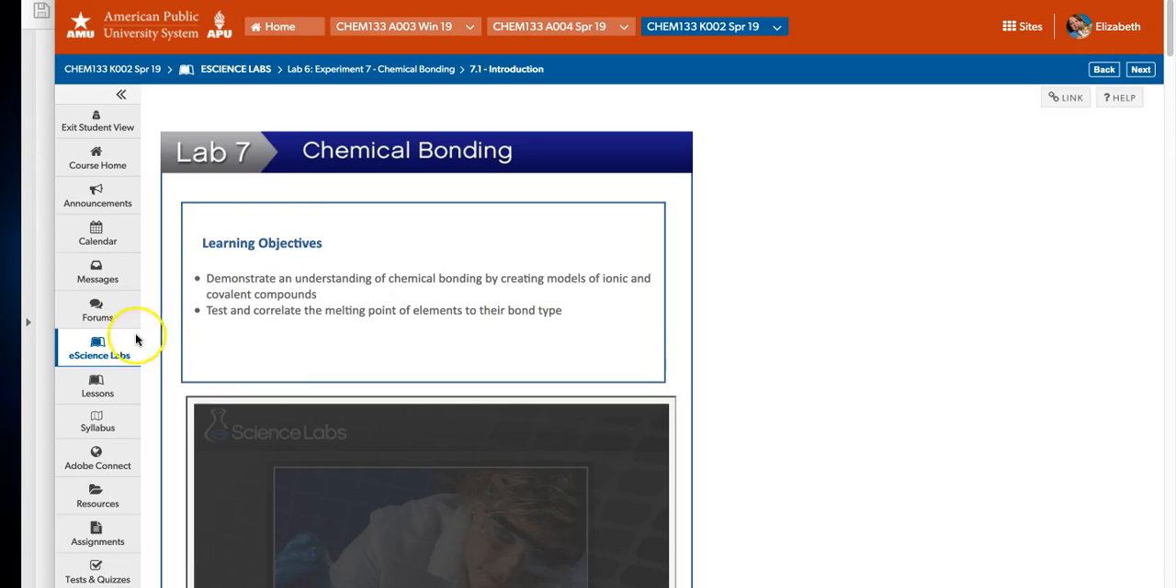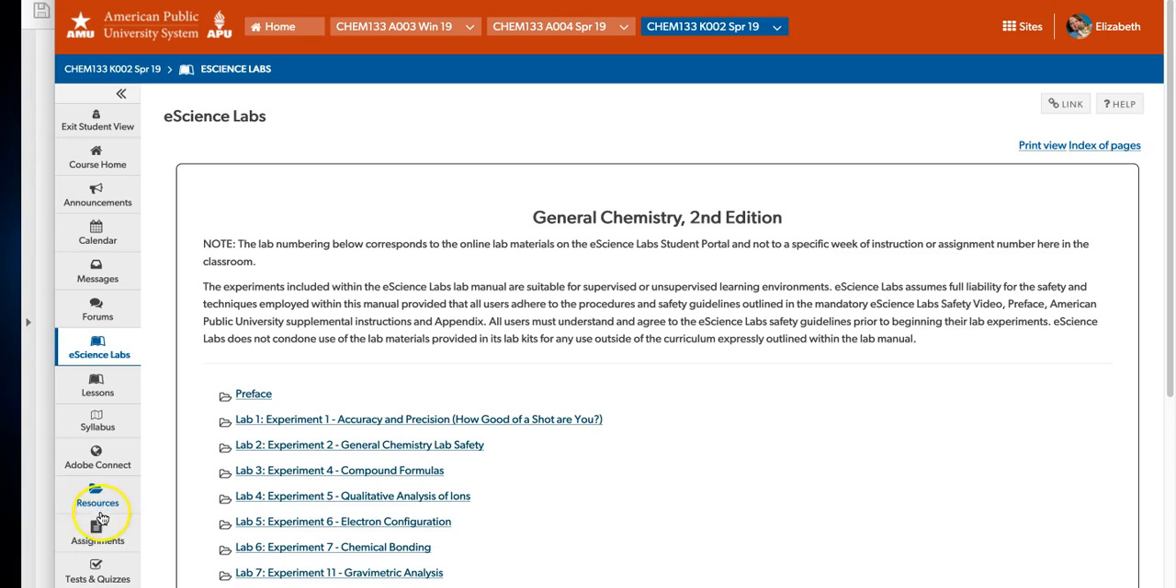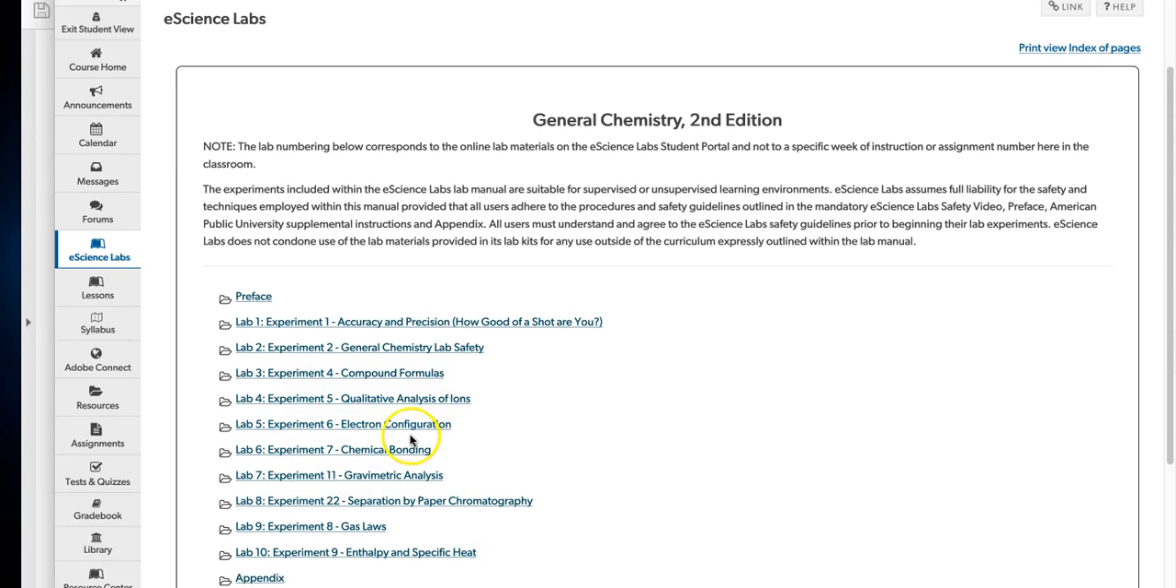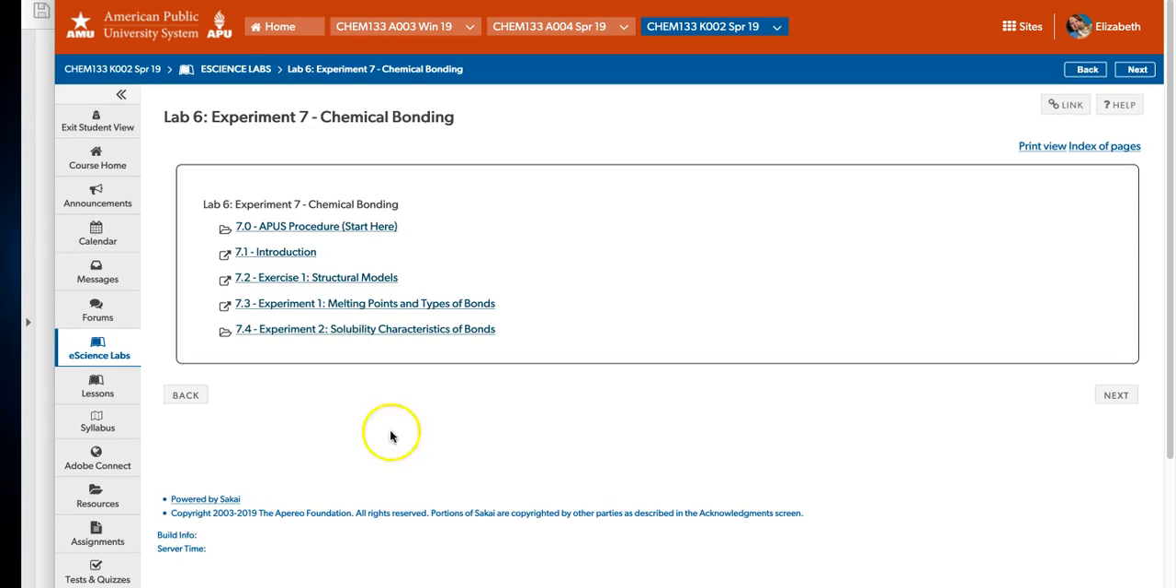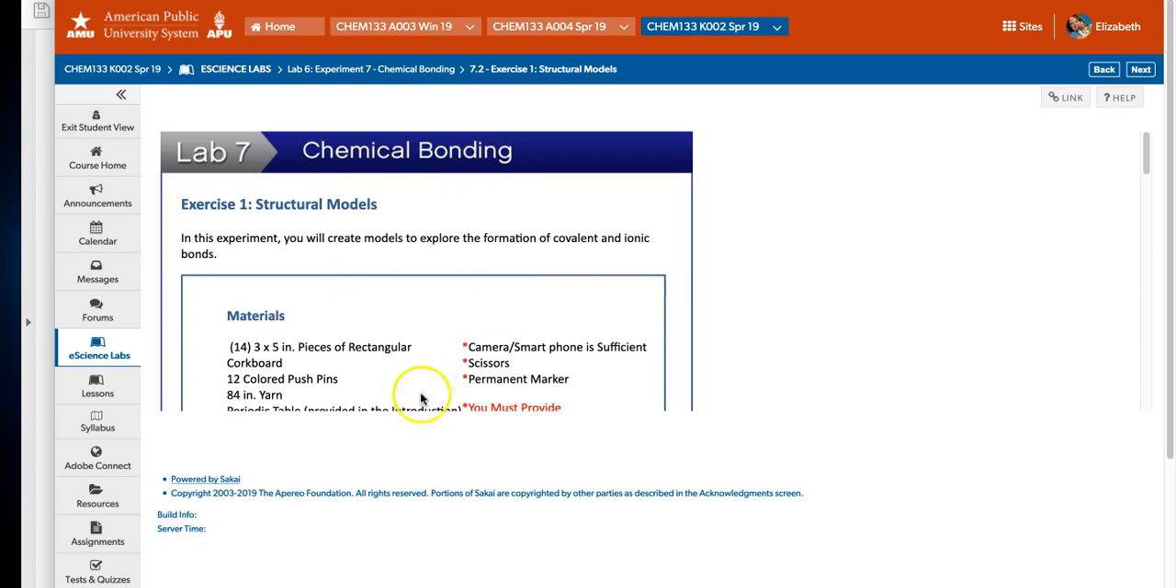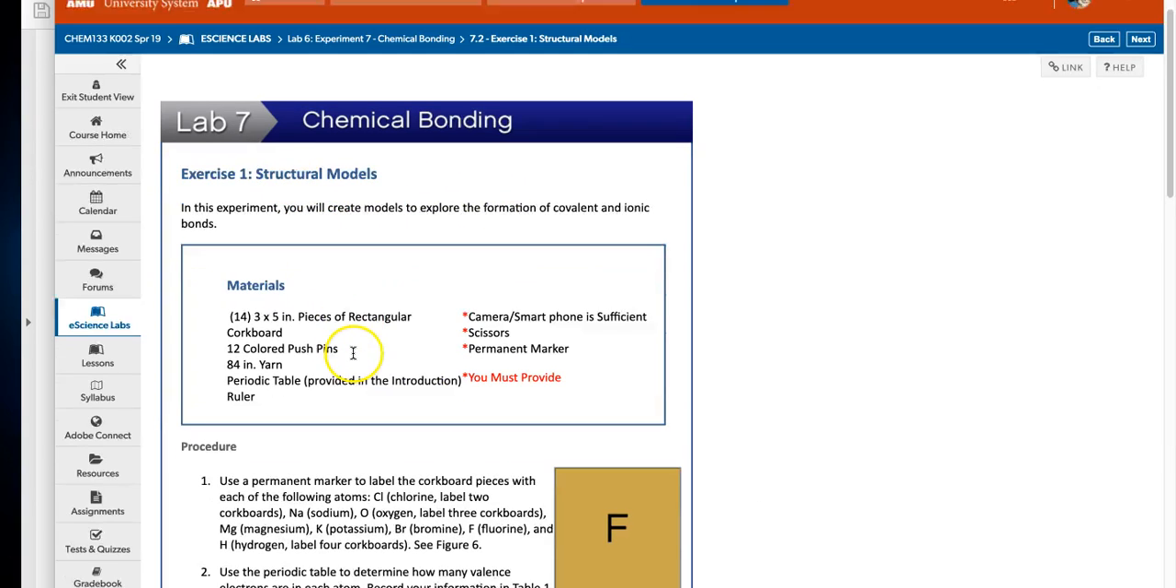You're only required to answer the questions that are asked of you in the tests and quizzes area, which I'll get to in just a minute. Okay, then when you're ready, that first section, that first exercise, structural models, what I was just talking about, is right here. Exercise 1, structural models.